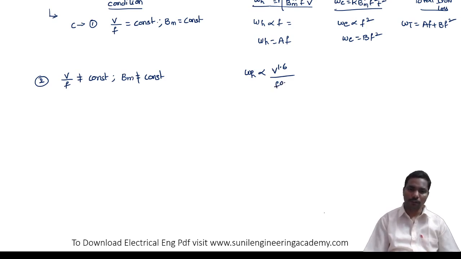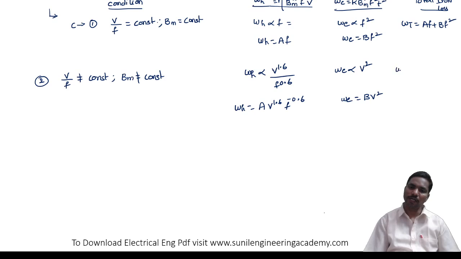So F power 0.6 you will get. And what about here? If B max is not constant, V square by F square, F square cancelled out, we will get proportional to V square. So WH is equal to A V power 1.6 F power minus 0.6. Here WE is equal to B V square.